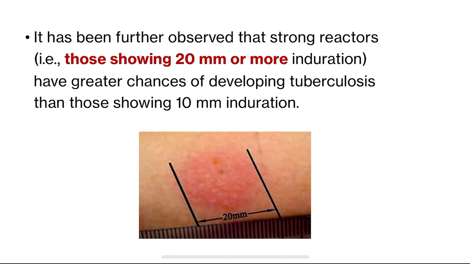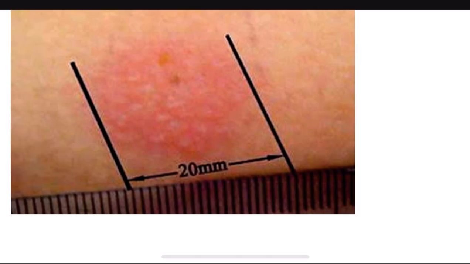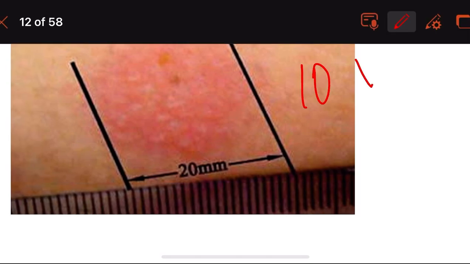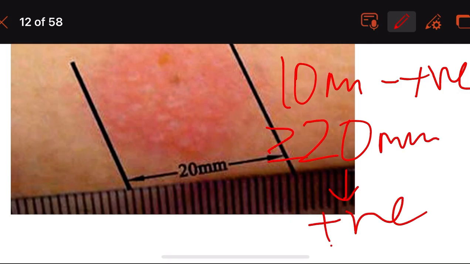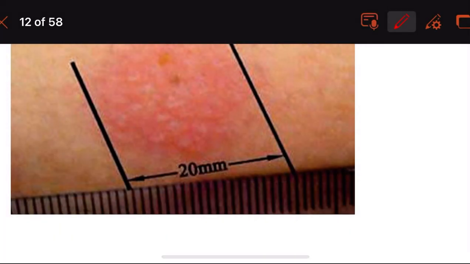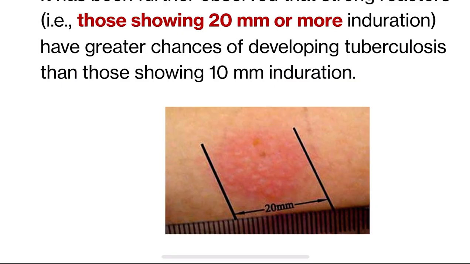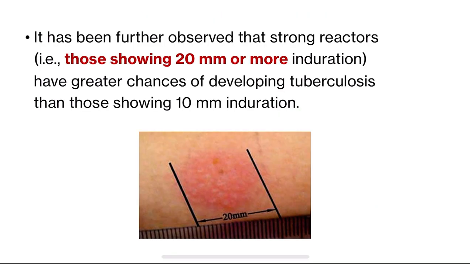It has further been observed that strong reactors, that is those showing more than 20 mm of induration, have greater chances of developing TB than those showing 10 mm induration. So 10 mm was positive. Those showing 20 mm or more are the strong reactors. They have higher chances of developing TB than those showing 10 mm induration.